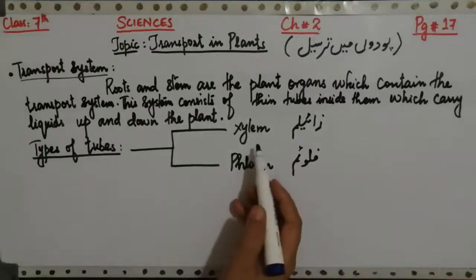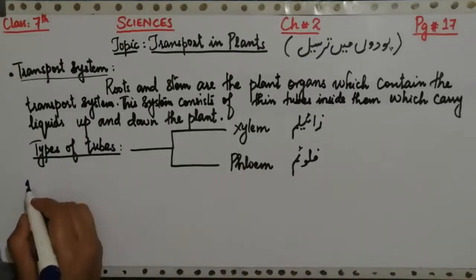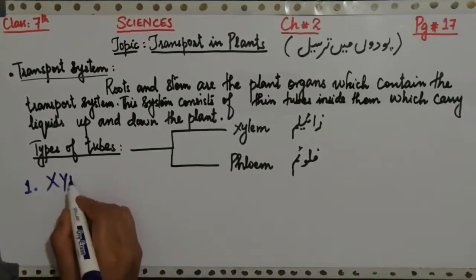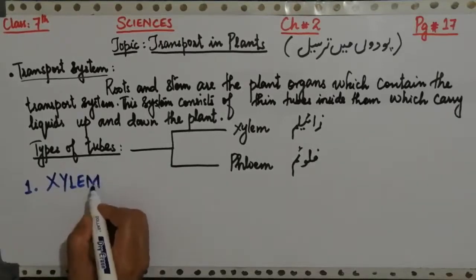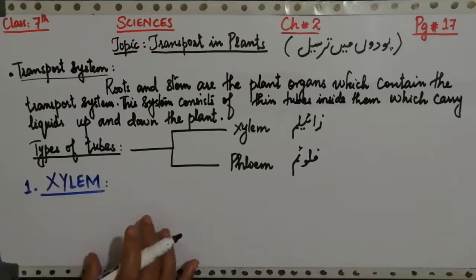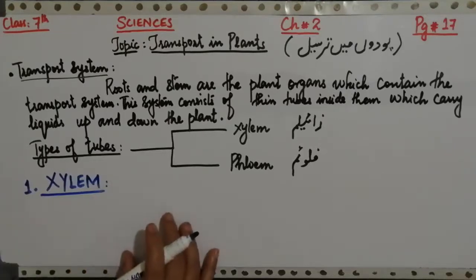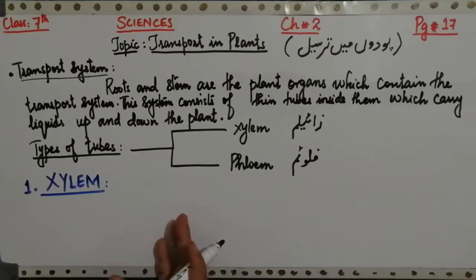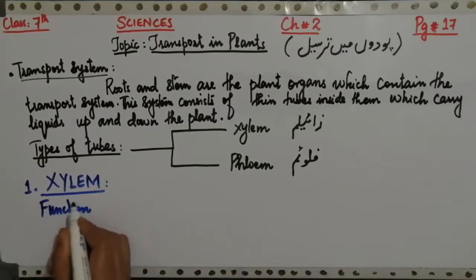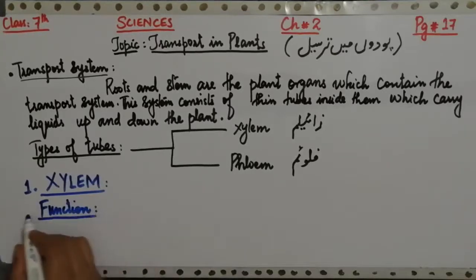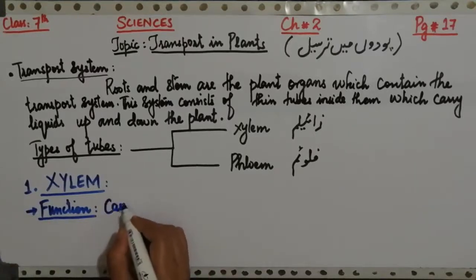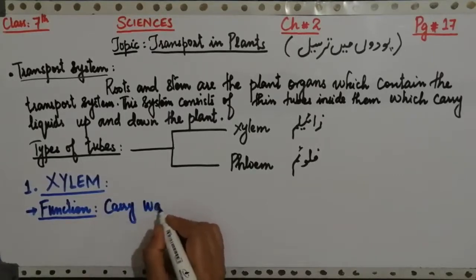Now first we are going to describe xylem. That is the first tube which is present in the transport system. So it is xylem. What is xylem, or what are xylem tubes? Xylem tubes are actually responsible for a special kind of function in the plants. So what is the function of xylem tube for the plants? Heading is function of xylem tube. Xylem tubes carry water. They are responsible to carry water.